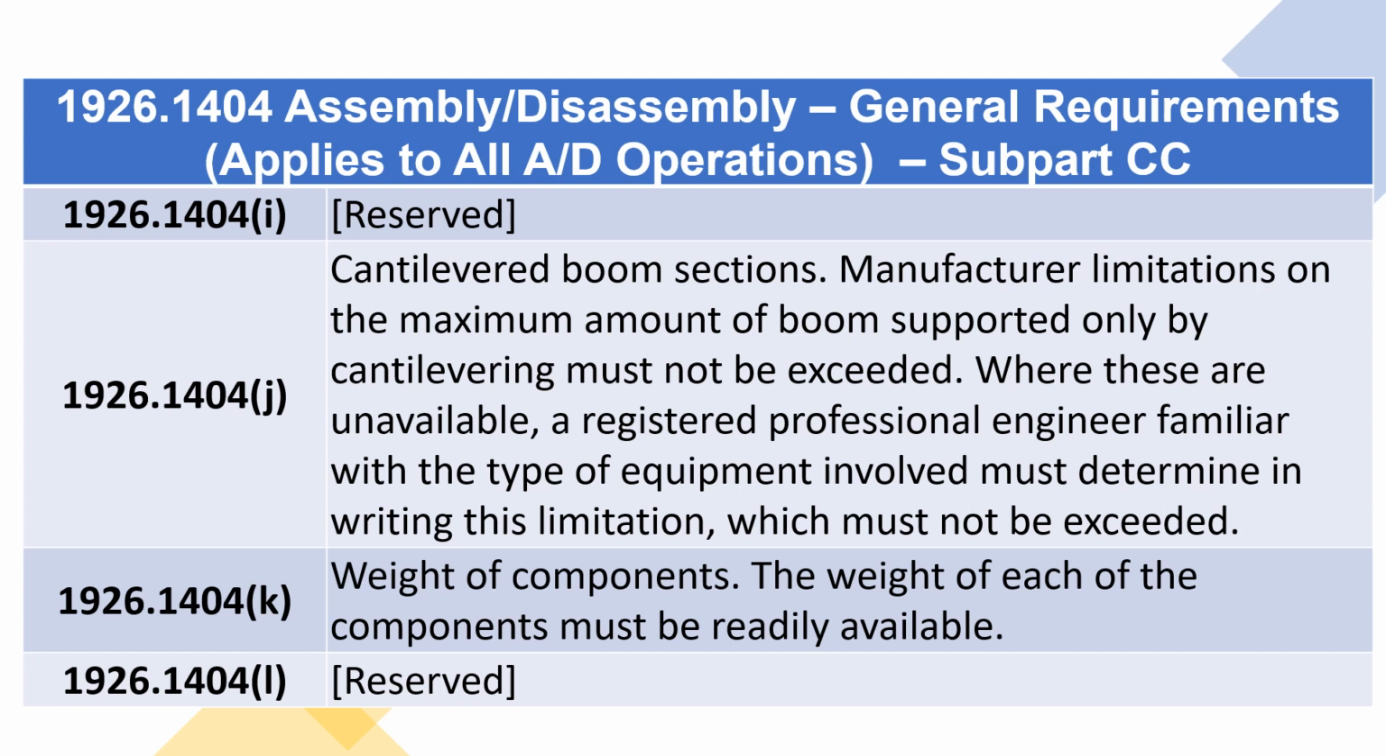Manufacturer limitations on the maximum amount of boom supported only by cantilevering must not be exceeded. Where these are unavailable, a registered professional engineer familiar with the type of equipment involved must determine in writing this limitation, which must not be exceeded. 1926.1404 K Weight of components. The weight of each of the components must be readily available. 1926.1404 L Reserved.